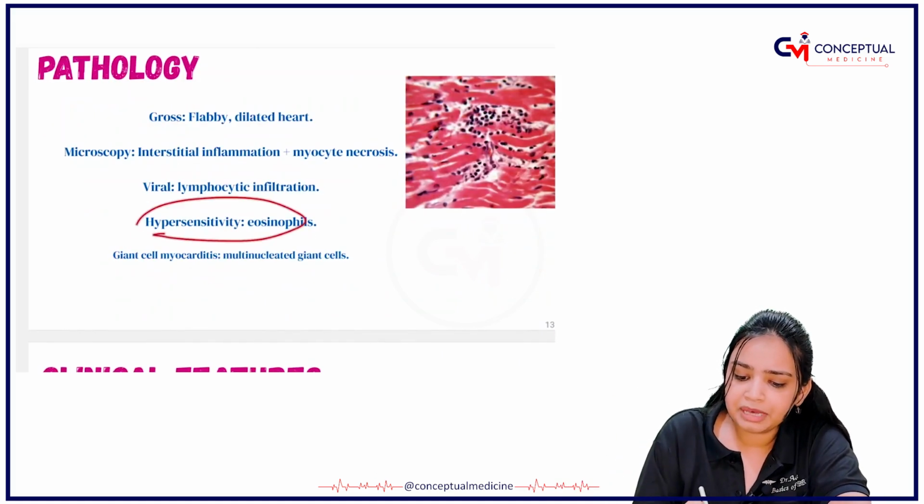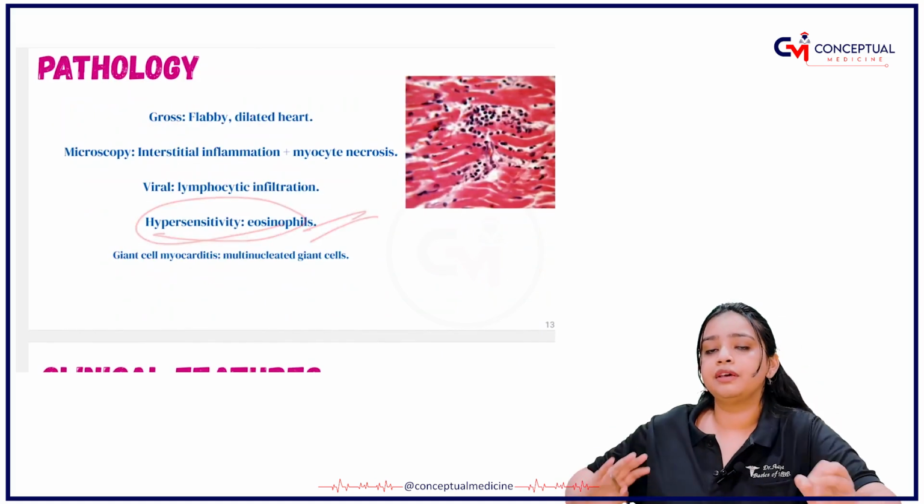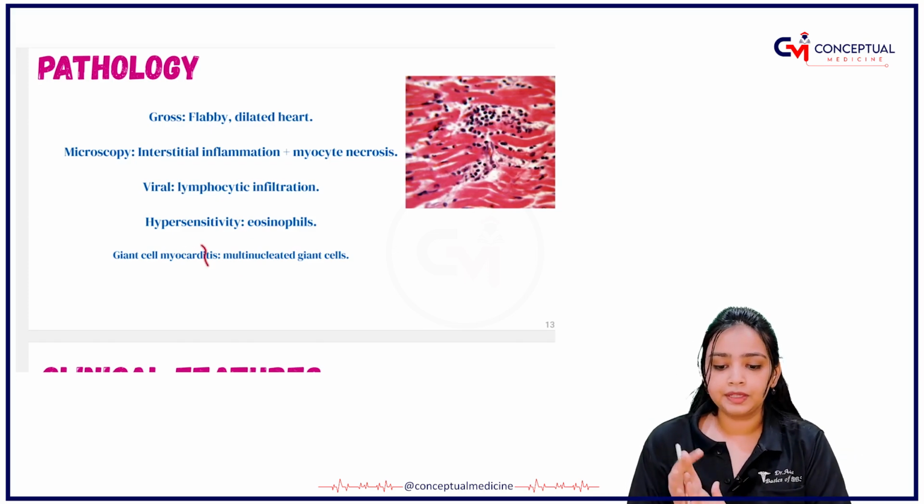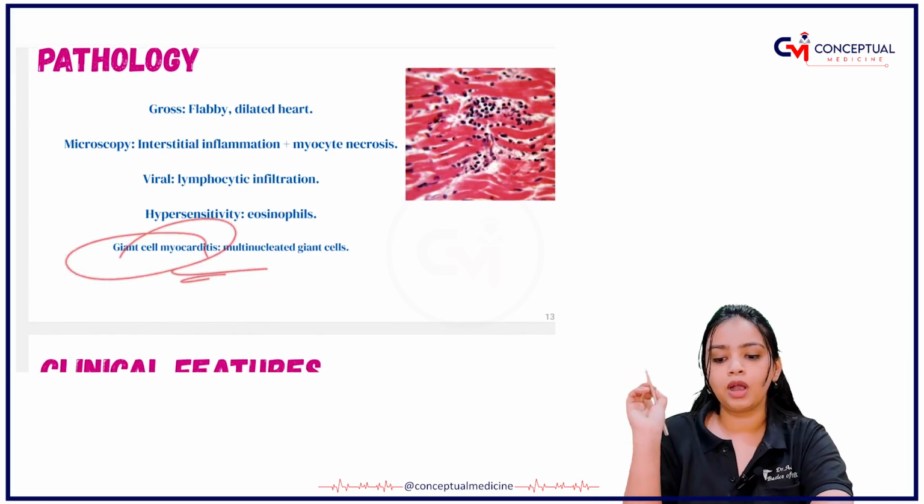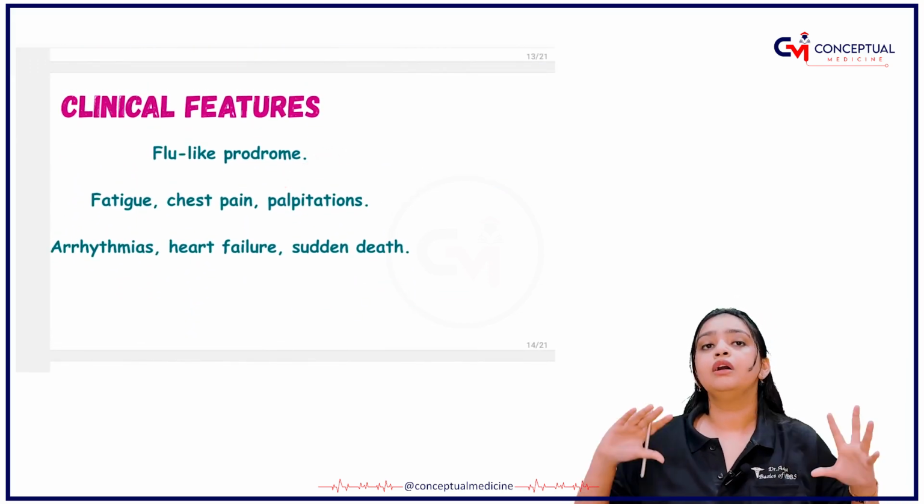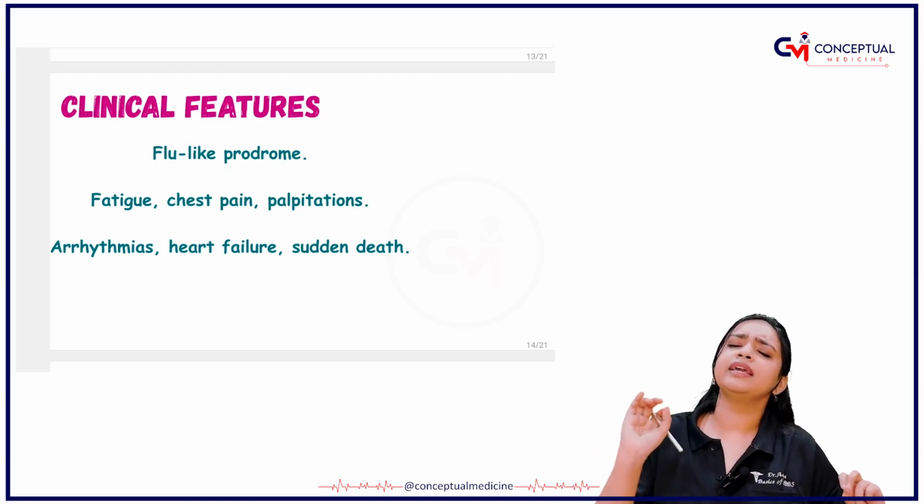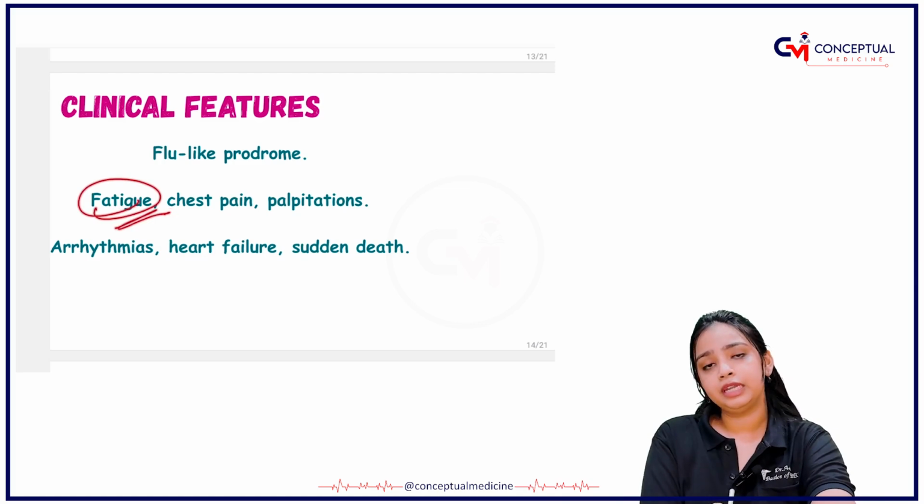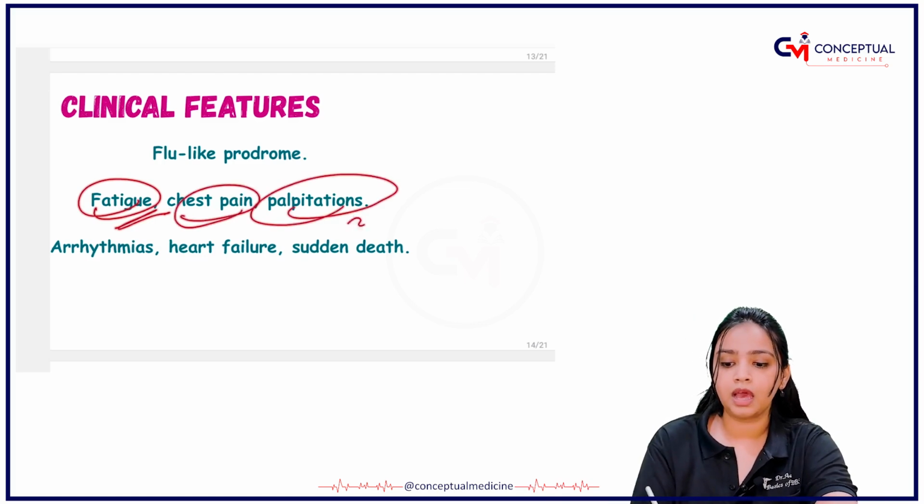Okay. Next, you will be able to see the hypersensitivity. There will be a lot of eosinophil cells occupying it. Then you have the giant cell myocarditis. Next, what are the clinical features you have? The patient will present with flu-like symptoms. Then the person will have fatigue, chest pain, and palpitations.